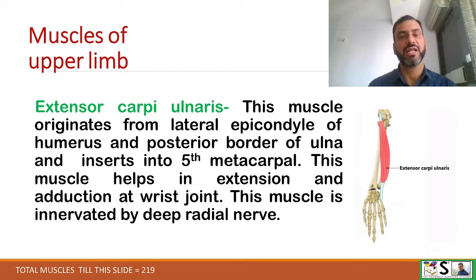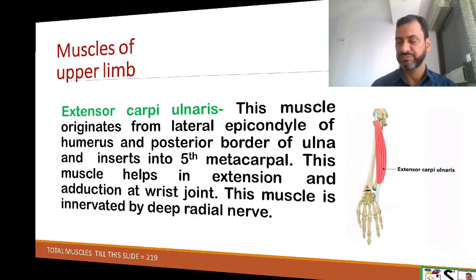Extensor carpi ulnaris. This muscle originates from lateral epicondyle of the humerus and posterior border of ulna and inserts into fifth metacarpal. This muscle helps in extension and adduction at wrist joint. This muscle is innervated by deep radial nerve.